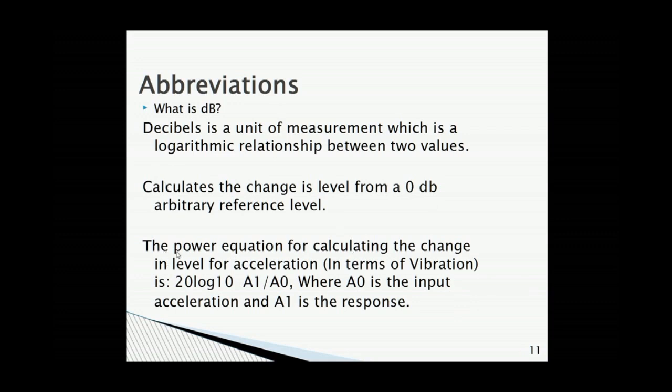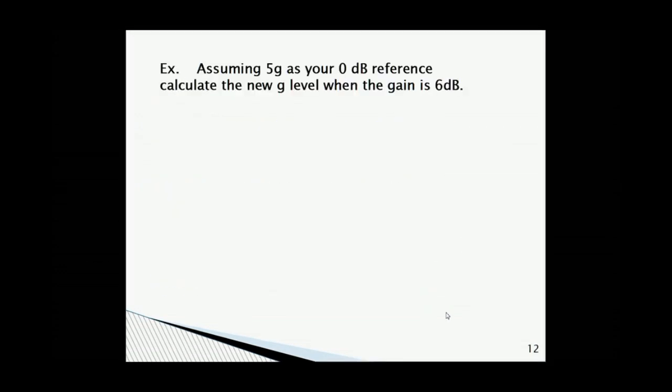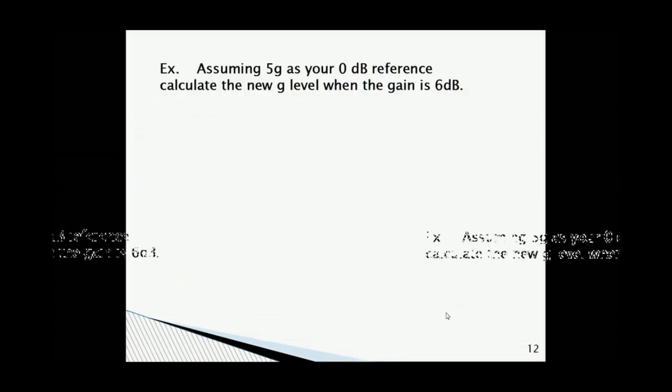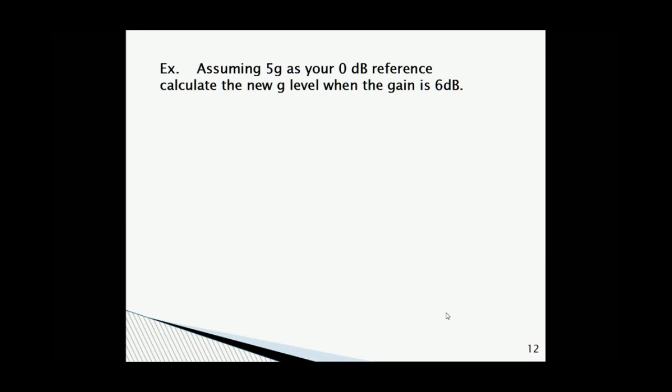The power equation for calculating the change in level for acceleration in terms of vibration is 20 times log base 10 of A1 over A0, where A0 is the input acceleration and A1 is the response of the input. Now let's go ahead and perform an example. Assuming 5G as your 0 dB reference, calculate the new G level when the gain is 6 dB.